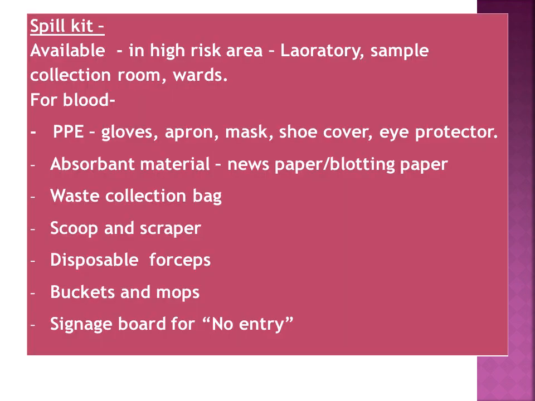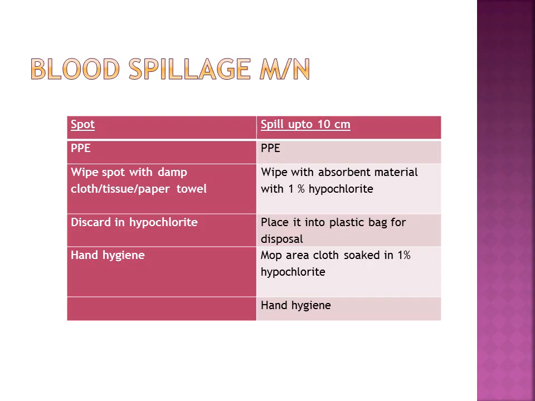So in a spill kit, what things should be available in a high risk area like the laboratory, sample collection room or wards? For blood, the PPE should include gloves, apron, mask, shoe cover and eye protector. Then absorbent material like newspaper, blotting paper or tissue paper should be there. Then a waste collection bag should be there. Then scoop and scraper, disposable forceps, buckets, mops and a signage board for no entry until the spillage is removed.